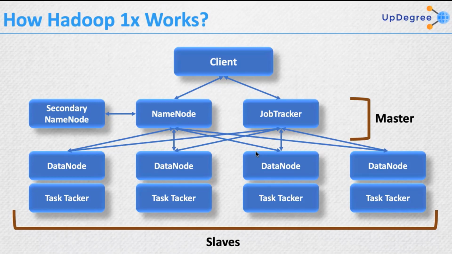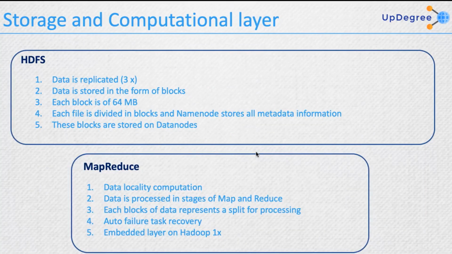In the previous video, we already saw that this is the client, then we have the name node, the job tracker, and machines where we have the data node and the task tracker. Also, we have one more master node, which is the secondary node. We are going to understand one by one what exactly each is. But before that, let's take a look at the storage and computation layers.